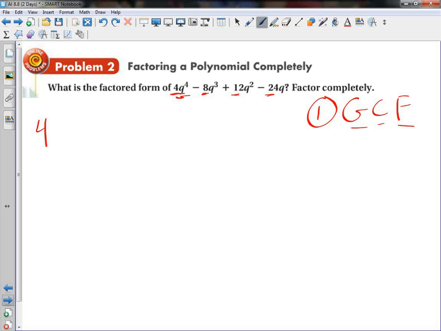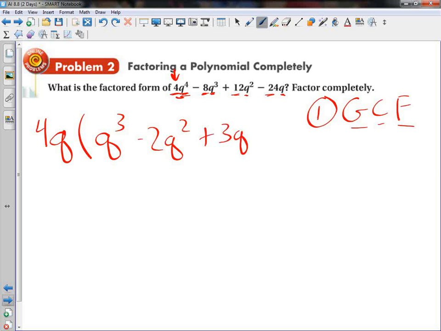With variables, let's see, I have Q, Q, Q, Q. I can pull out a Q as well. What do I have left? Well, if I take out numerically 4, that's all I have there. I still need Q to the 3rd power. Second term is going to be minus 2Q squared. Third term is plus 3Q, and fourth term is minus 6. All right, so we got the GCF out in front.